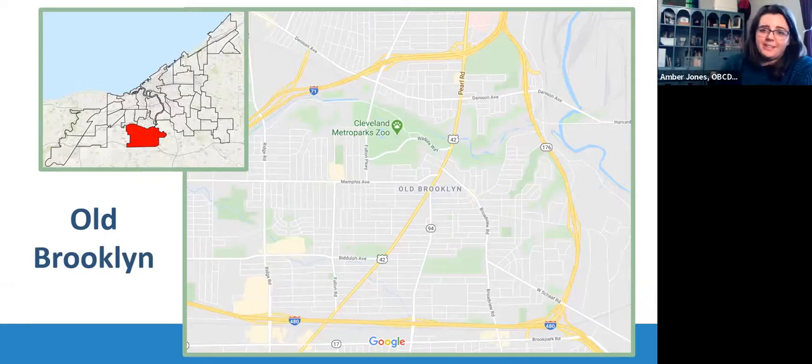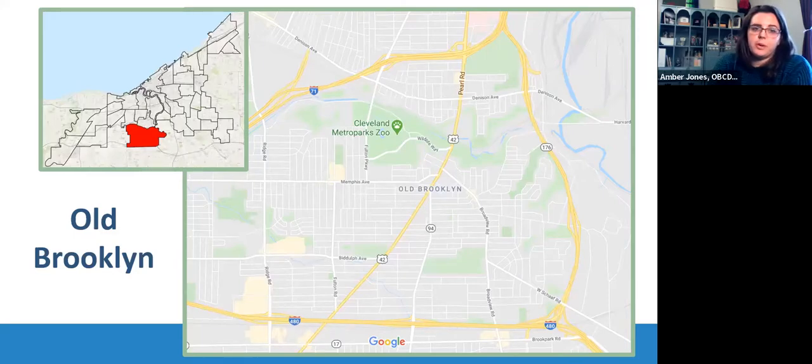On the flip side of that, we also have a very large senior population. As our neighborhood ages in place, a lot of those folks are looking to continue living in their homes, but maybe don't have the access or the resources that they need to continue living in maybe a larger space than they need.